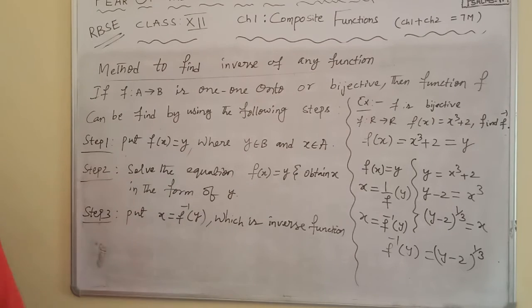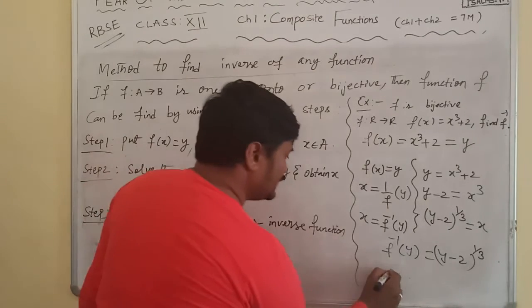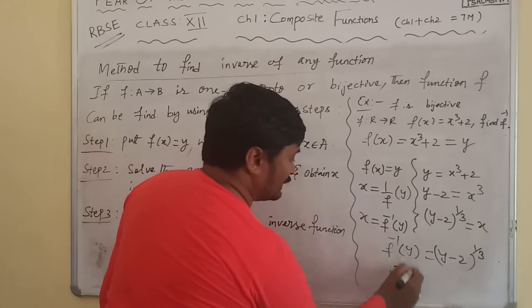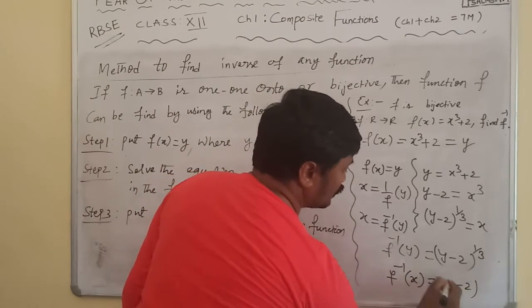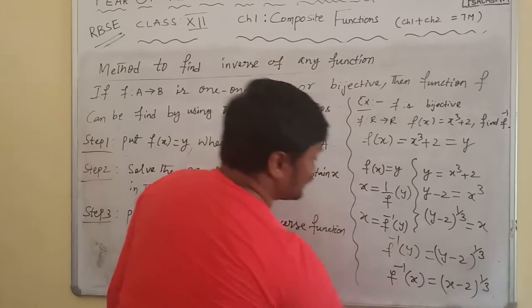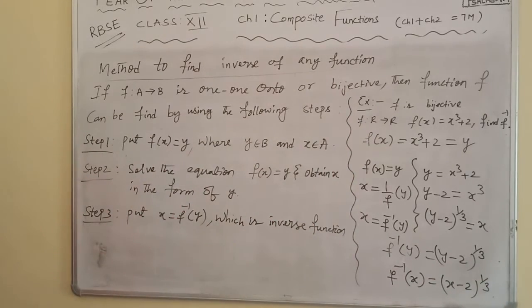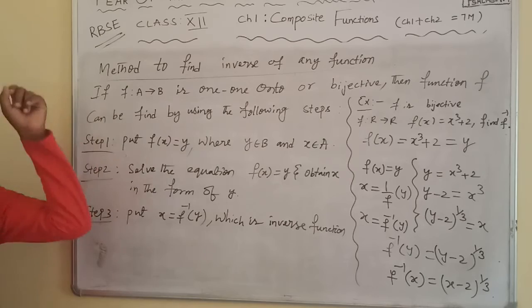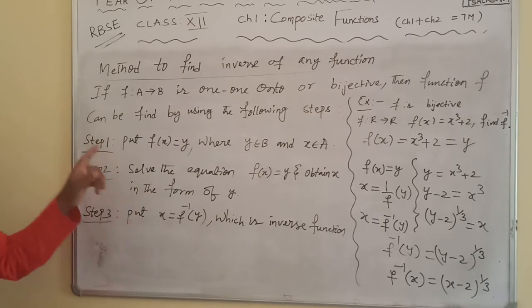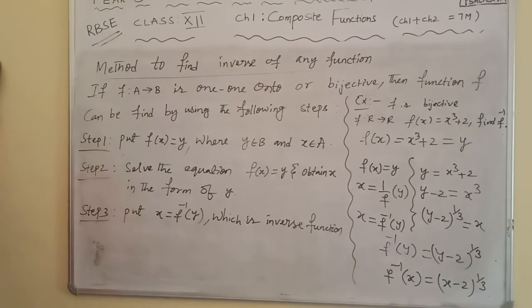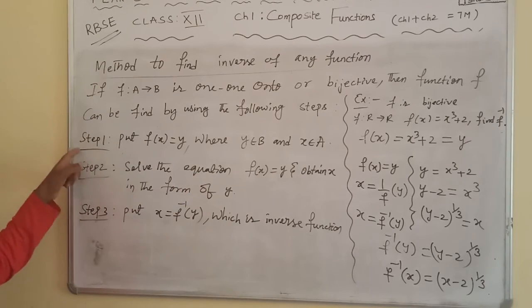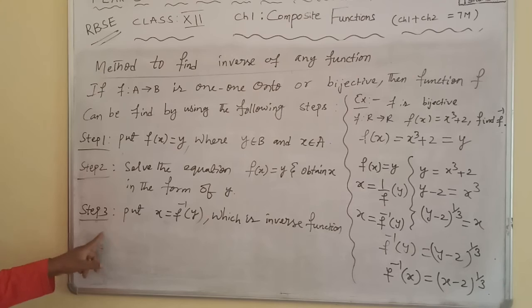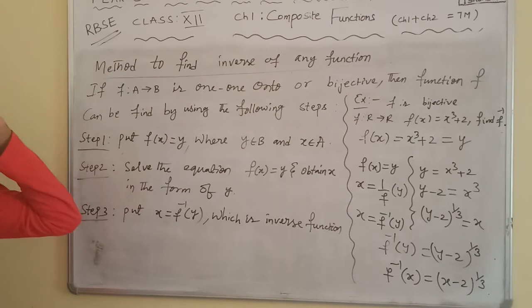If you want to write it in terms of x, then what we need to do is substitute x for y. So f inverse of x is equal to (x minus 2) whole power 1 upon 3. In this way we can find the inverse of any function. If it is one-to-one and onto, then we apply step 1, step 2, step 3, and you can find the inverse of any function.